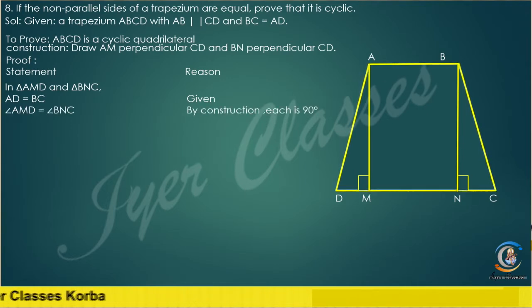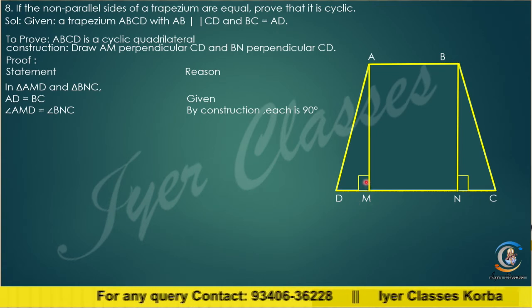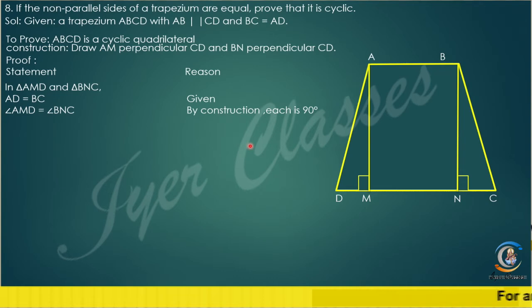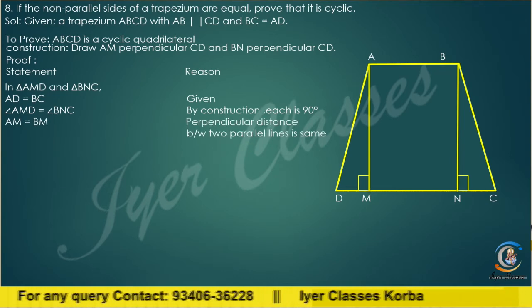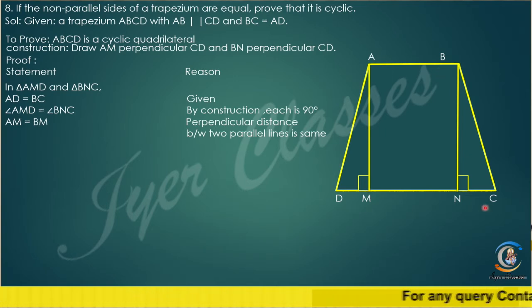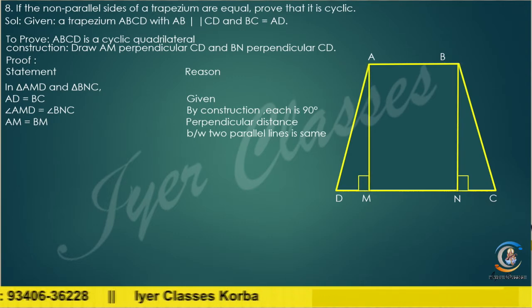Now we have constructed AM perpendicular to CD and BN also perpendicular to CD. So each of these two angles, angle AMD and angle BNC, are 90 degrees by construction, right? We are already given that the lines AB and CD are parallel to each other, that is the parallel sides of the trapezium. If two lines are parallel and you draw perpendiculars to them, they should be equal, right? So AM and BN are equal.